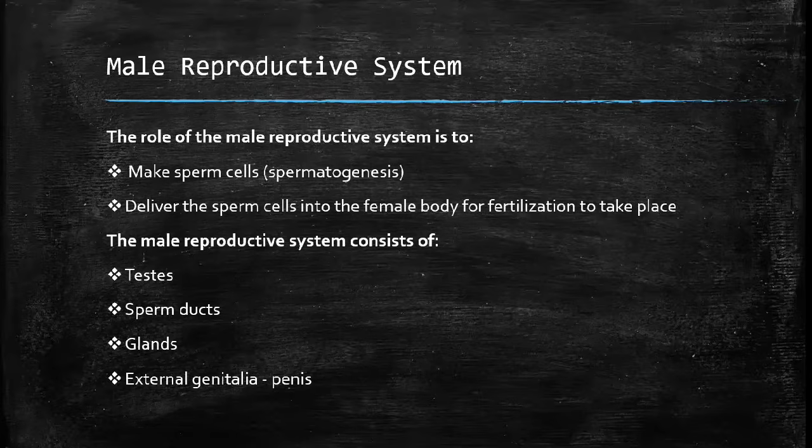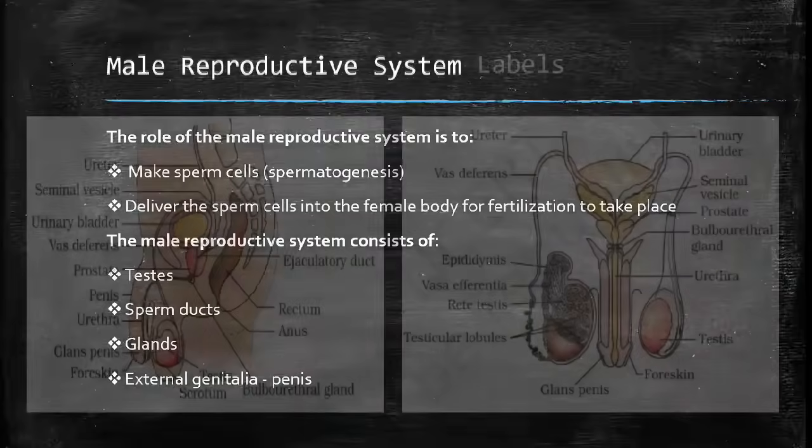And then you need to understand also, what does the reproductive system of a male consist of? It consists of what we call the testes, it consists of what we call the sperm ducts, it consists of what we call the glands or the accessory glands. It also consists of the external genitalia, which is the penis.